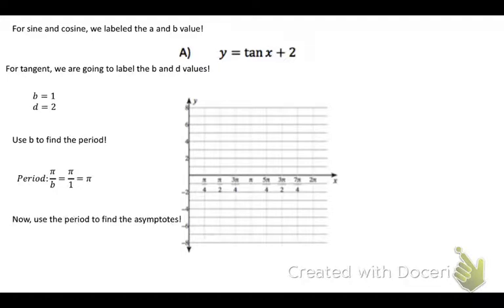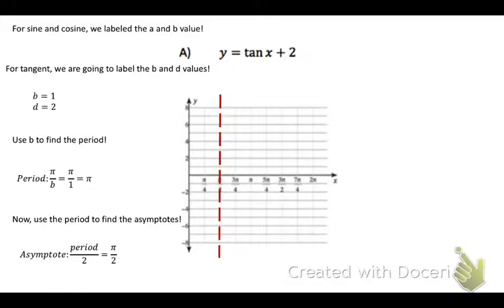Once you find the period, we have to find asymptotes. So the asymptotes are the period divided by 2. Well, our period is pi, so that's pi divided by 2. And I'm going to go to pi over 2, and that's where I'm going to draw my first asymptote.